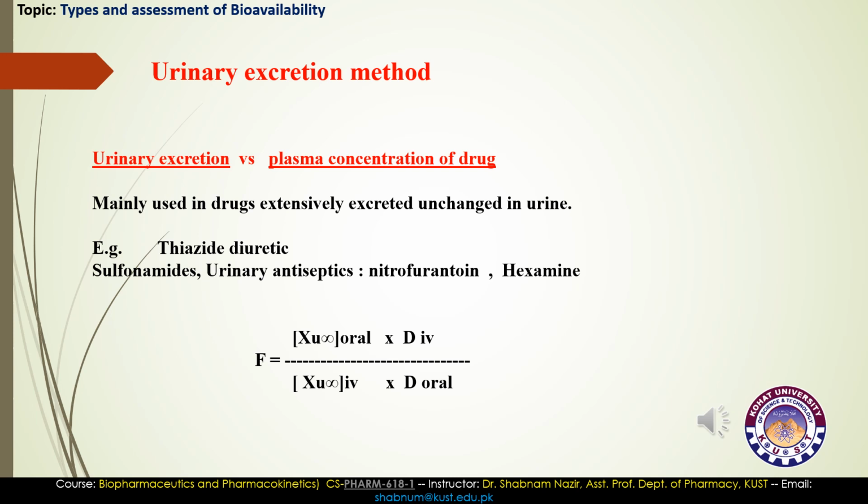The reason is that area under the curve is telling you how much drug gets absorbed, the extent of absorption, while Xu is the cumulative amount of drug which is being excreted in the urine. So definitely both terminologies are telling you about the drug which was present in the systemic circulation.